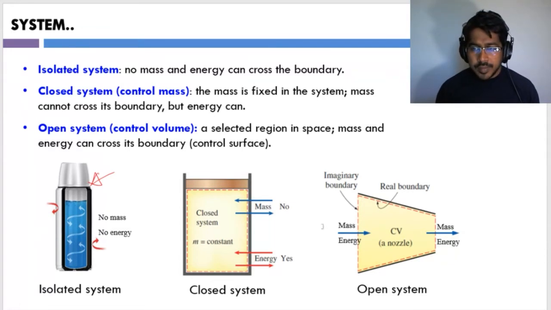It cannot, right? And can the heat leave the thermos? It cannot, right? So if it is properly insulated, then heat cannot leave the thermos either. So basically now heat or mass is not allowed to go outside, right? So there it's an isolated system. The definition is that no mass and energy can cross the boundary, right?